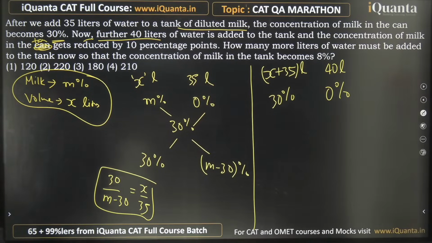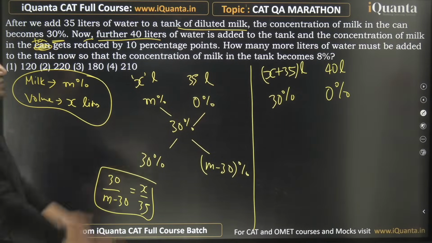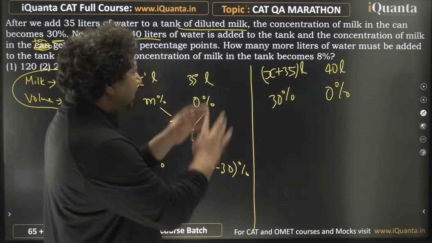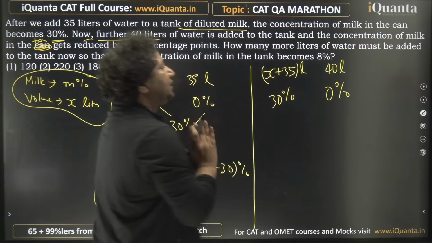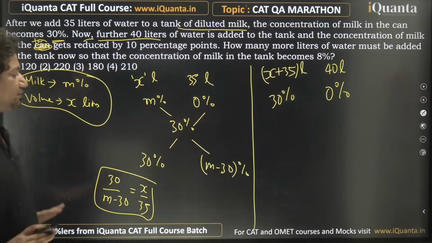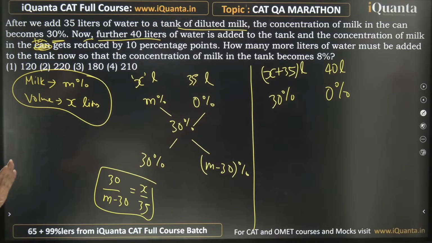Is that clear, everyone? जब दोबारा उसने वहां पे पानी डाला, तो अब जो मिल्क था वो x plus 35 liters था, which had 30% of concentration. We have already done that. Clear?